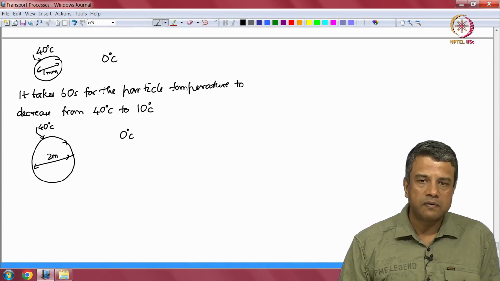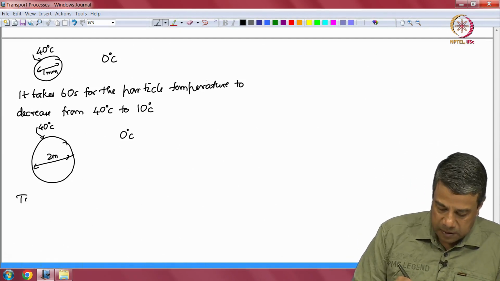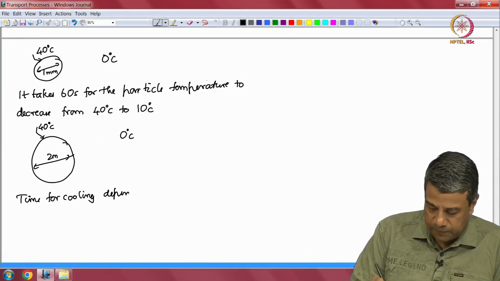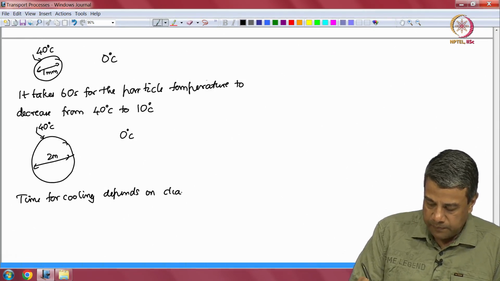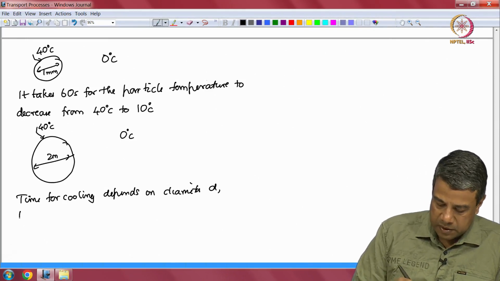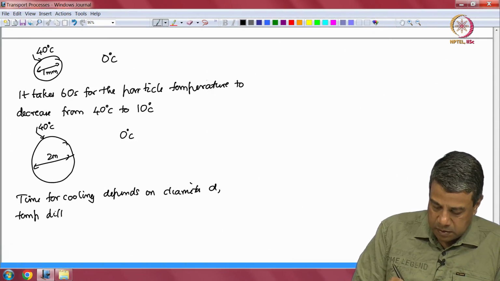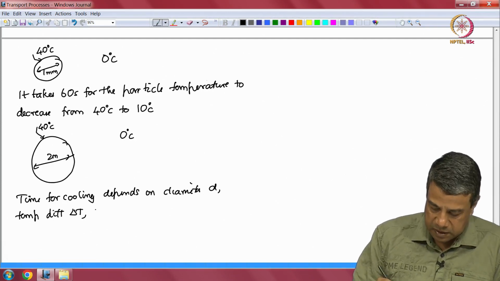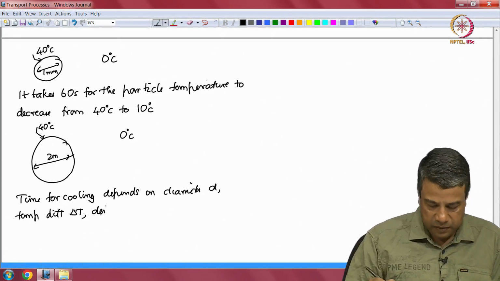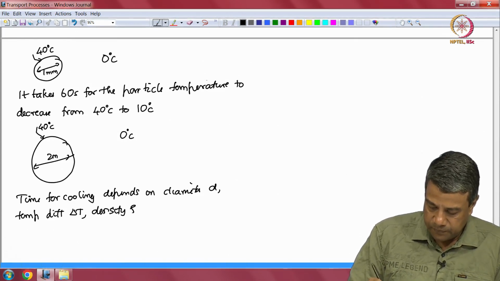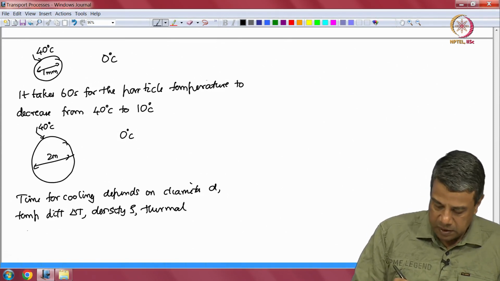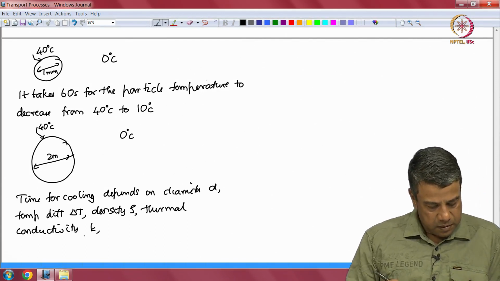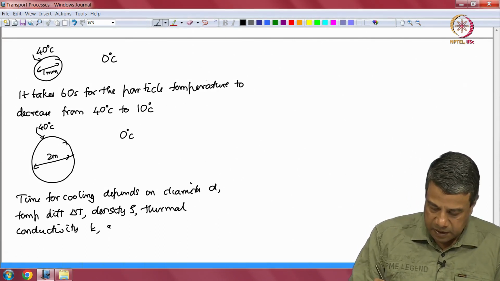So, what does the time required for cooling depend upon? Okay. Time for cooling depends on diameter d, temperature difference delta T, and then the properties of the particle, that is the density rho, the properties of the fluid, density rho, thermal conductivity K, and the specific heat.